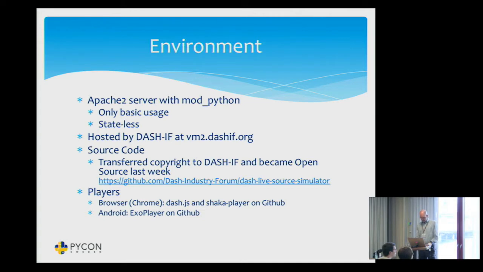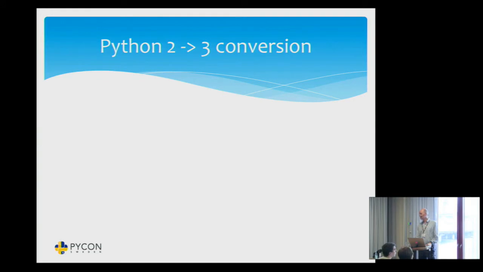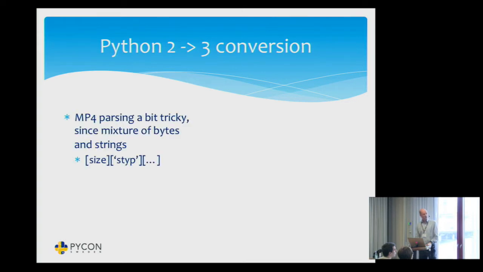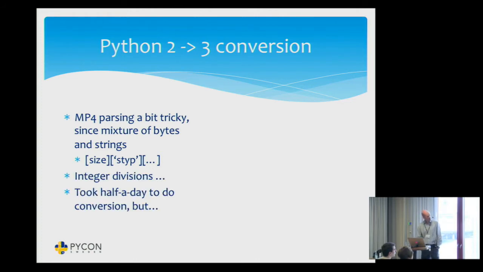Before making this open source, I thought maybe I should go to Python 3. So I spent some time looking into converting the code from Python 2 to Python 3. It was a bit tricky because this file format is a binary format mixed with some strings, boxes and things like that. So things like this: a binary size, then a small string, and then some binary data again. So it wasn't automatically converted by the 2to3 program. And also, of course, I had some problems with integer divisions. But it took about half a day and then it worked.